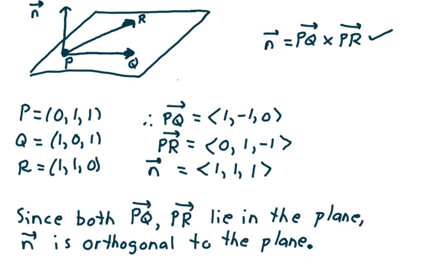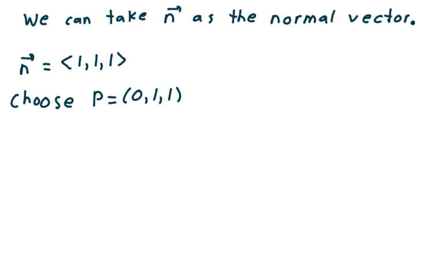Now, since both PQ and PR lie in the plane, N is orthogonal to the plane. Okay? And so we can take N as the normal vector. So now N is the vector (1, 1, 1). And we have 3 points to choose from, so I choose P equal to (0, 1, 1).